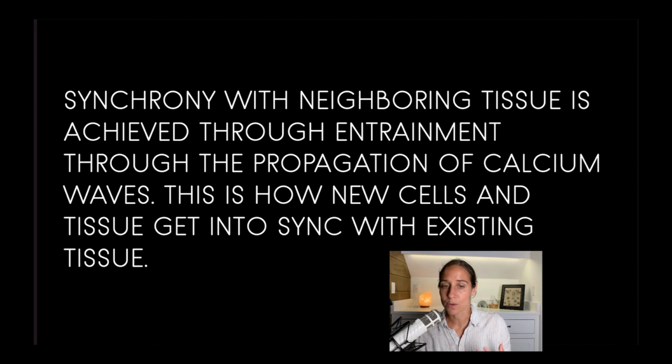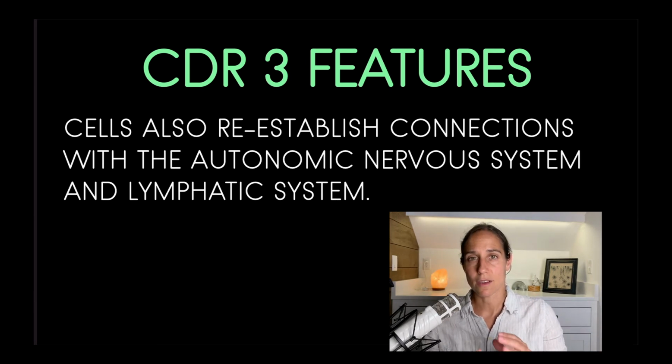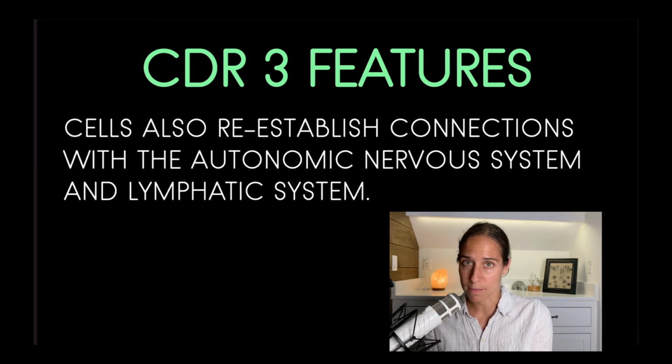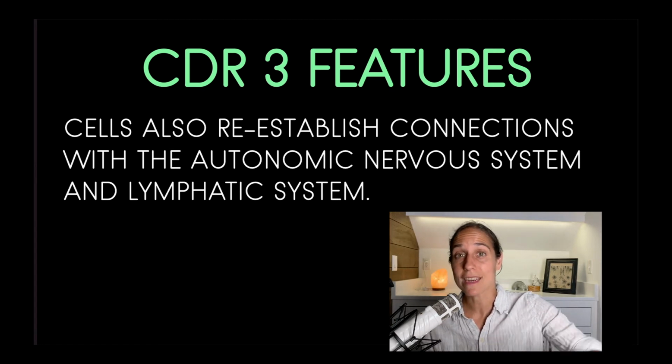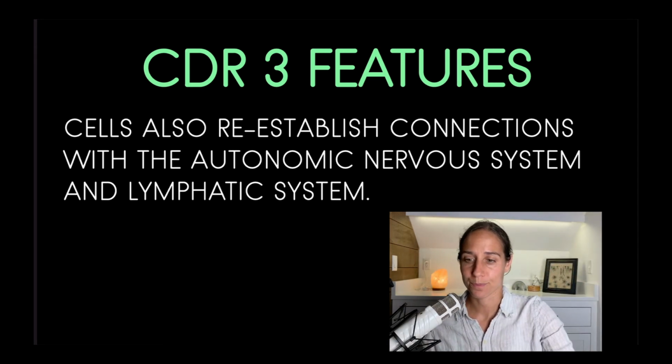Synchrony with neighboring tissue is achieved through entrainment, through the propagation of calcium waves. This is how new cells in tissue get into sync with existing tissue. So we have this resonance effect. It's very beautiful, where the new cells now know how to move and oscillate with the same cycles with the surrounding tissue. Cells also reestablish connections with the autonomic nervous system and lymphatic system. So we go from this focus on the local environment to try to contain damage, now reconnecting with the nervous system and more of that top-down control.